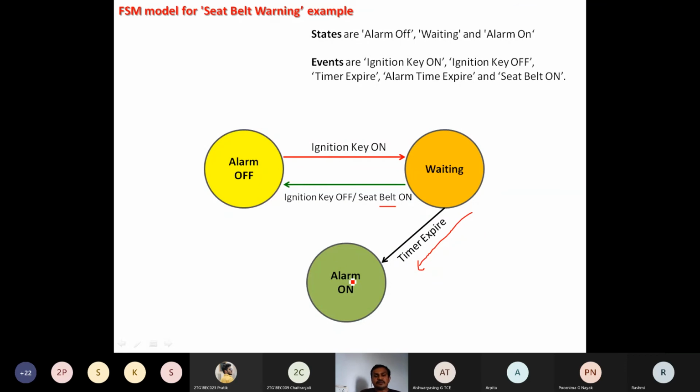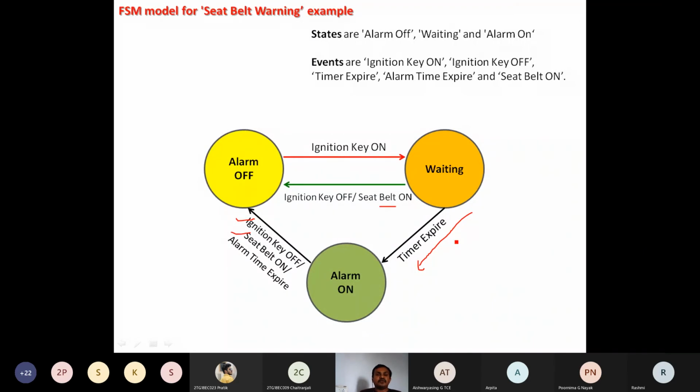So the alarm is on. Then the state change from alarm on to alarm off is going to happen among these three cases. One is alarm time expires, that is nothing but completion of 5 seconds, or the ignition key is off, the car is off. Otherwise, if within that 5 seconds the seat belt is on. Whichever comes first, immediately the state is going to move from alarm on to alarm off. So this is the simple FSM model for the seat belt warning system.